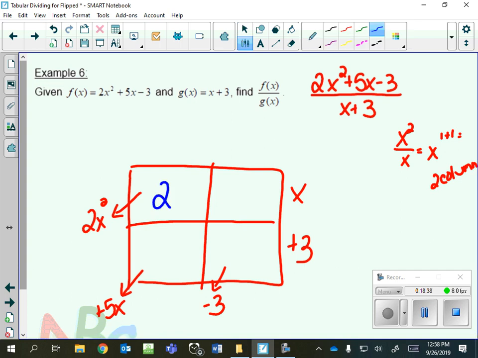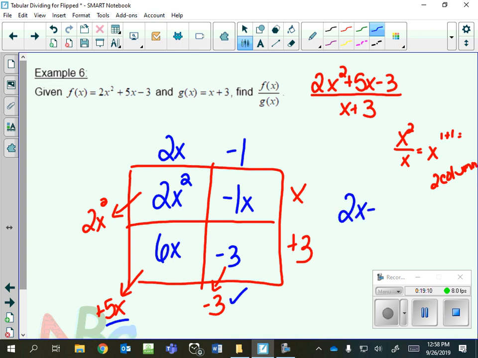Start in your top left corner. My top piece is 2x because 2x times x is 2x squared. I continue multiplying. 2x times 3 is 6x. My diagonal has to add to a positive 5x, so this needs to be a negative 1x. My top piece has to be a minus 1 because minus 1 times x is negative 1x. Keep multiplying. Negative 1 times 3, negative 3. It checks out. My quotient is 2x minus 1.